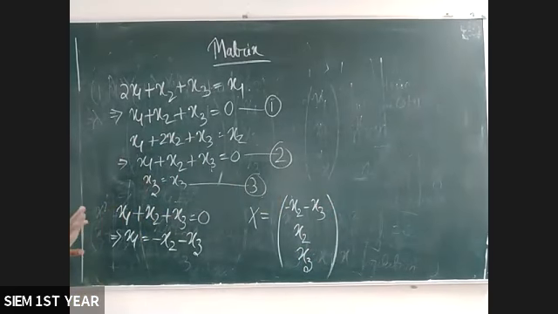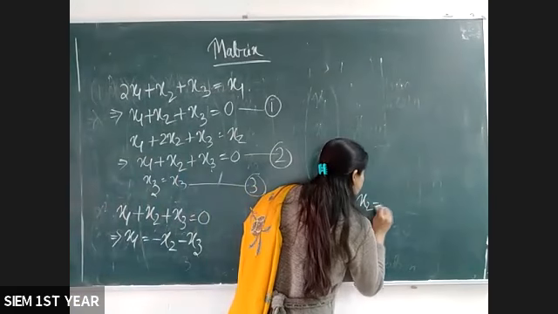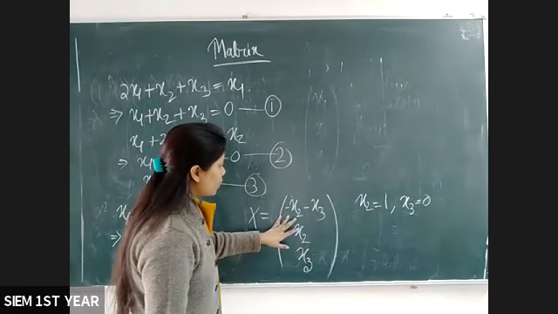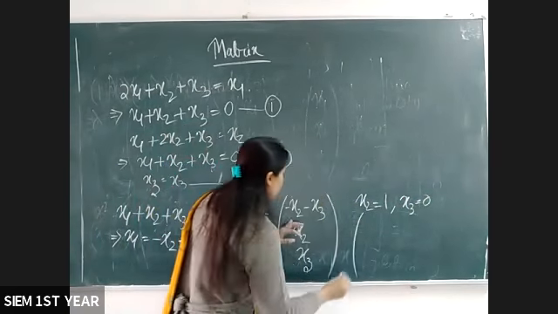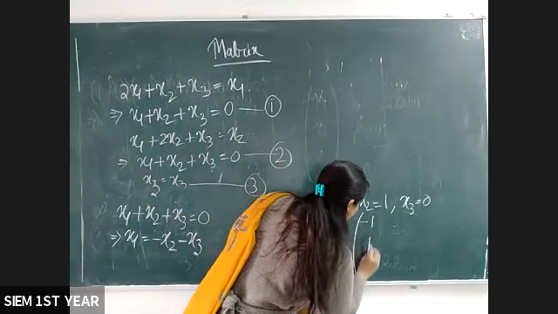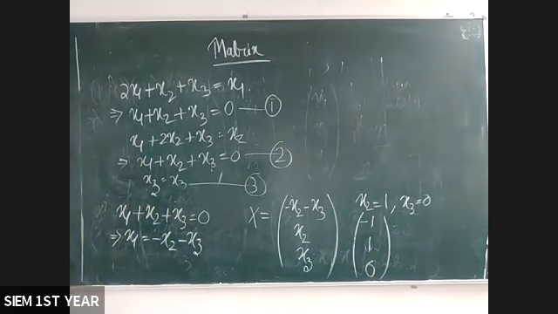So we are getting this, but we need one particular value of x1, x2, and x3. So you can consider any value. Suppose you are considering x2 is equal to 1 and x3 is equal to 0. Then what will be the vector? The vector will be minus 1, 1, 0. Clear?